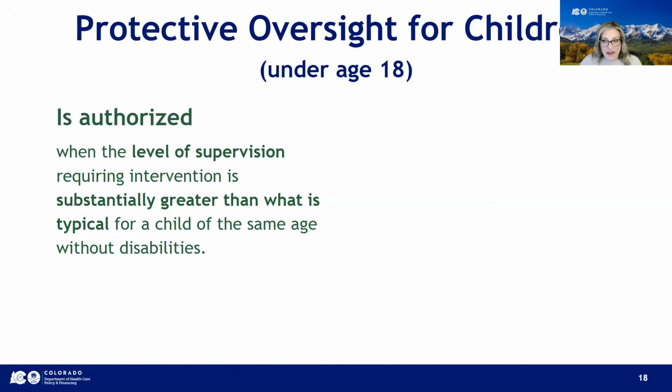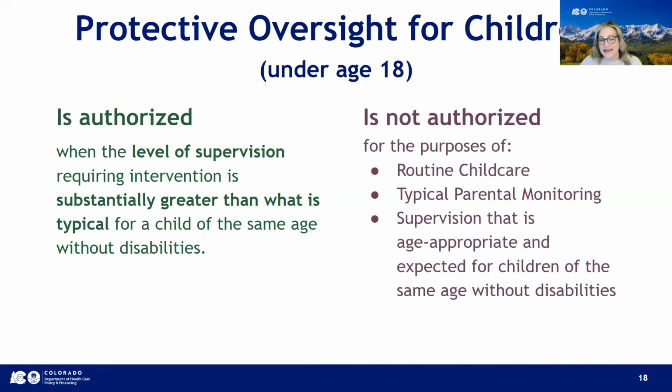For children under age 18, protective oversight may be authorized only when the level of supervision or intervention required is substantially greater than what is typical for a child of the same age without disabilities. Protective oversight, again, for children cannot be authorized for routine childcare, typical parental monitoring, or supervision that is age appropriate and expected for children of the same age. I'll give you a potential example for children under 18.